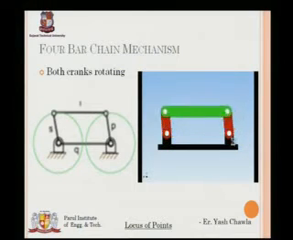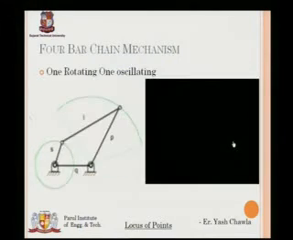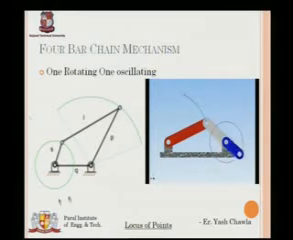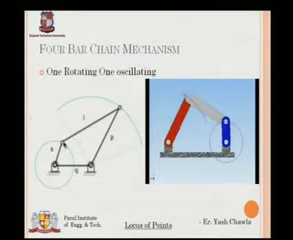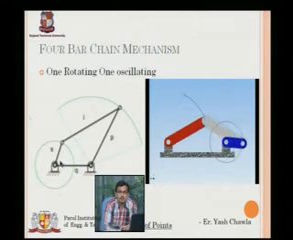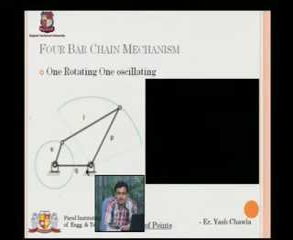Okay, let's see the next one. Here we have one rotating crank and one oscillating crank. Now on the left hand side, this is the crank which is rotating on this particular path, and it is being hinged here, so it rotates about this particular point. This particular link is static, and this is the crank which is oscillating about these end points. So these are the extreme points through which this particular crank oscillates, and this is the connecting rod.